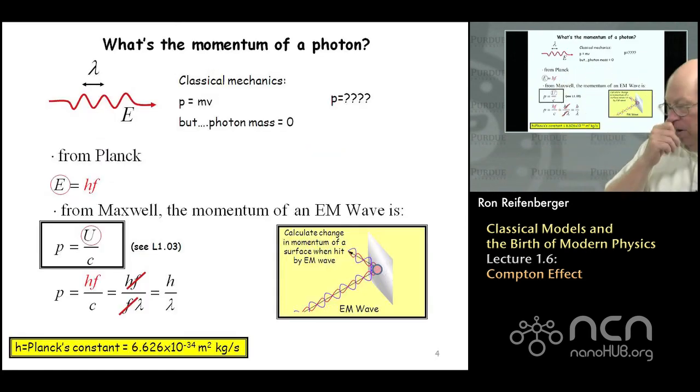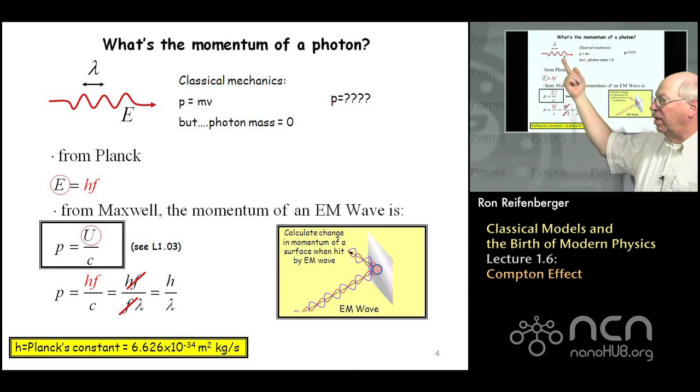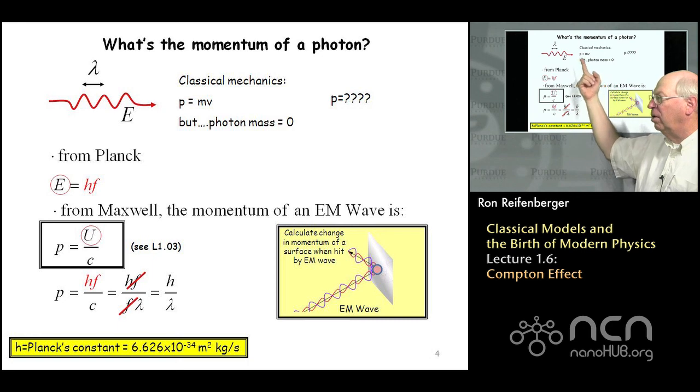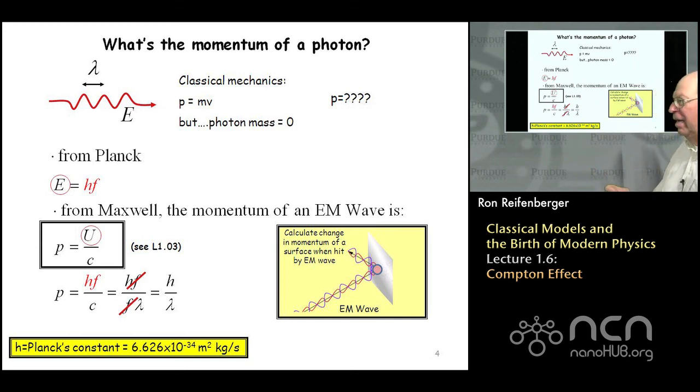Now, why is that puzzling? Well, it's puzzling because classically the momentum is defined as mass times velocity. And what we're trying to do is attribute a momentum to a photon, but the photon has no mass, right? It's electromagnetic radiation. So the mass is equal to 0. So you can't just use this simple expression for momentum of a photon and expect to get anywhere.